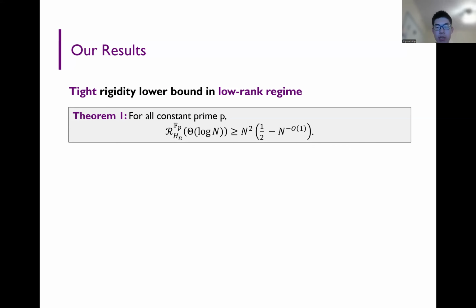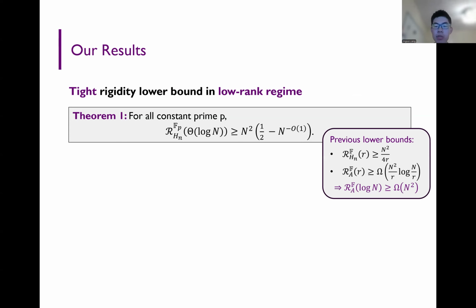This lower bound matches the sparsity known for bounded rigidity, but crucially, it applies to the standard rigidity over finite fields. It improves the previous state-of-the-art rigidity lower bounds for any explicit matrix in the low-rank regime. The previous state-of-the-art rigidity lower bound for rank log n is only Ω(n squared), and we improved the hidden constant in the Omega into the optimal 1/2.